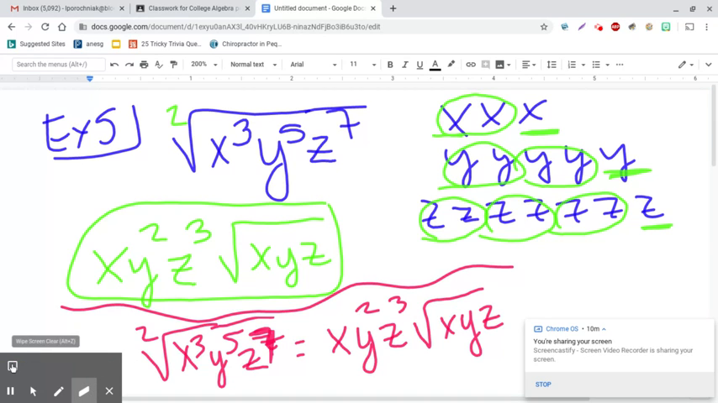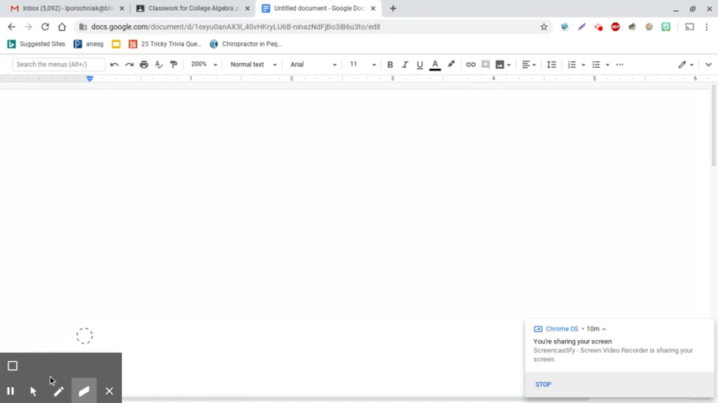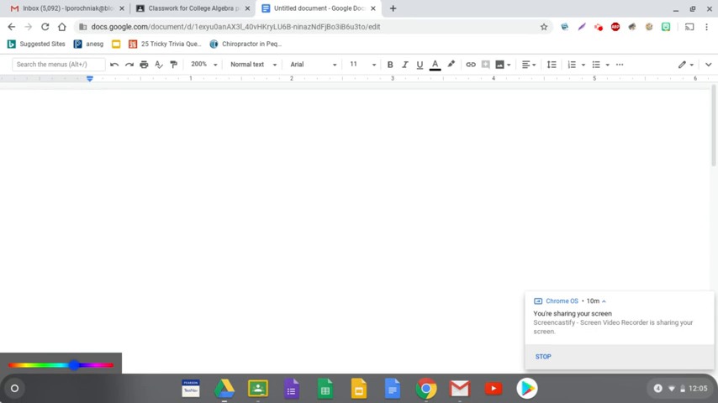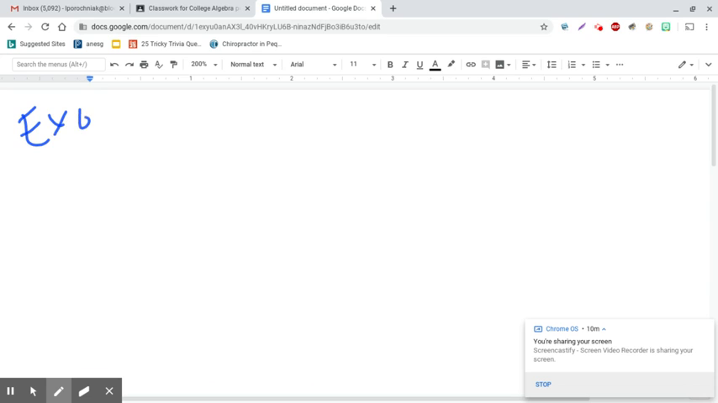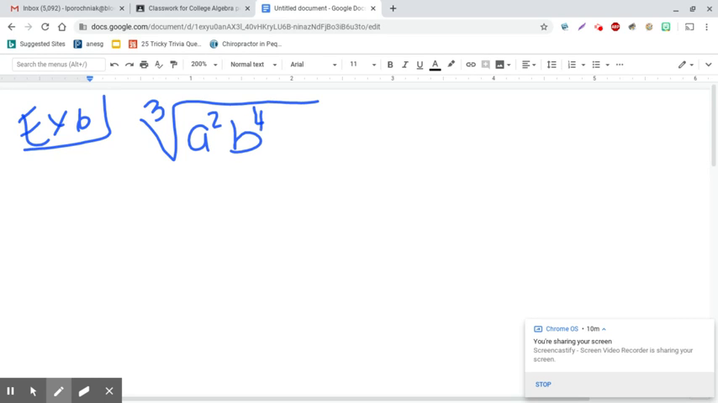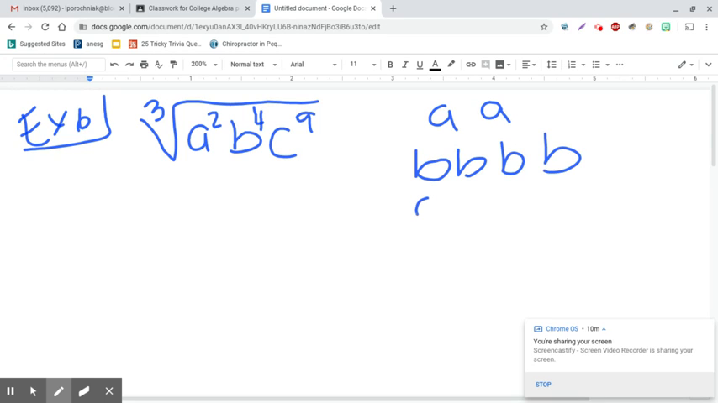Guys, we have one more example. That's it. And if you watched the other video, you guessed it right. Now we're taking the cubed root of something. Doing the cubed root, guys. Little 3 there. Let's do a squared, b to the 4th, c to the 9th. All right? So draw your a's, draw out your b's, and draw your c's.